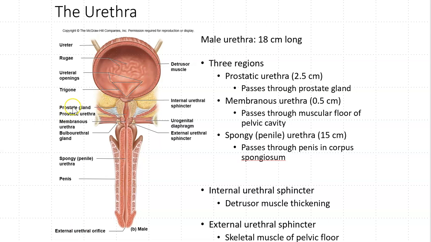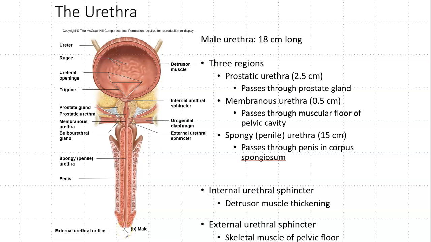It passes through the prostatic region, and then it passes through the membranous region, and it passes through the penile urethra. That's right over here, that spans the corpus spongiosum of the penis. So this is the corpus spongiosum of the penis, and right over here is the external urethral orifice.